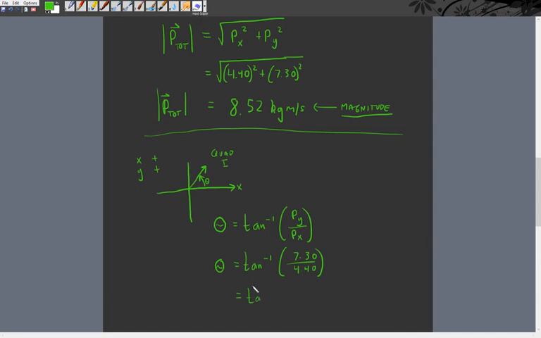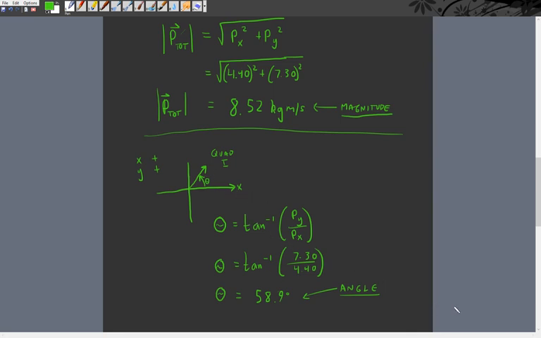I'll just go ahead and solve it. Again, totally doing this in my head. We get 58.9 degrees. This is your angle. So we know that any vector has two parts. It has a magnitude or length, and it has an angle or direction. All right. So the overall momentum of these three birds has a magnitude of 8.52 kilogram meters per second, and it has an angle of about 60 degrees from the positive x-axis.